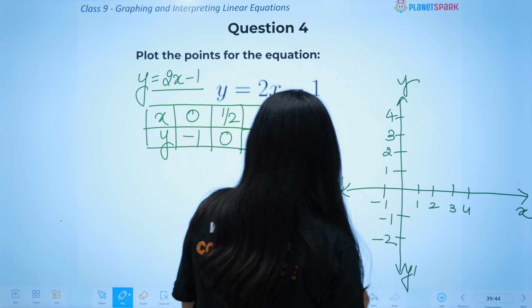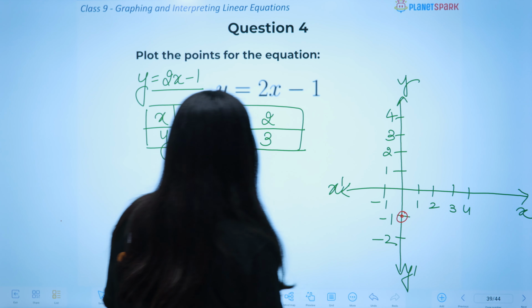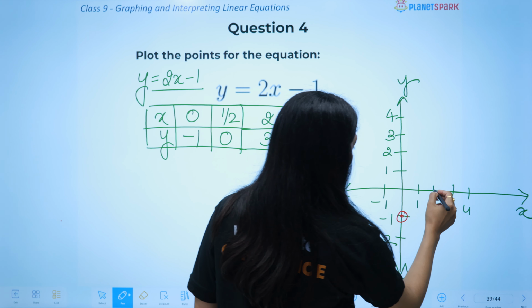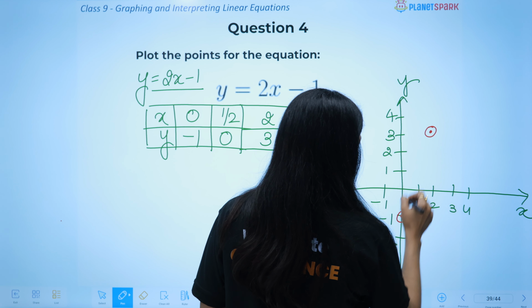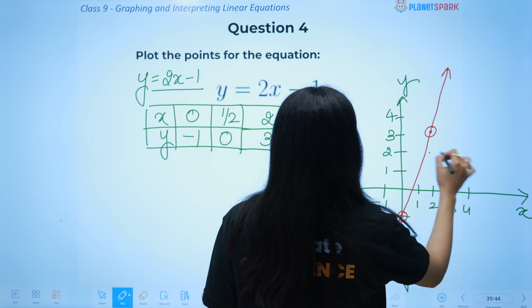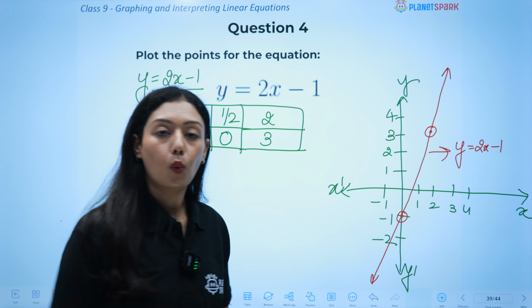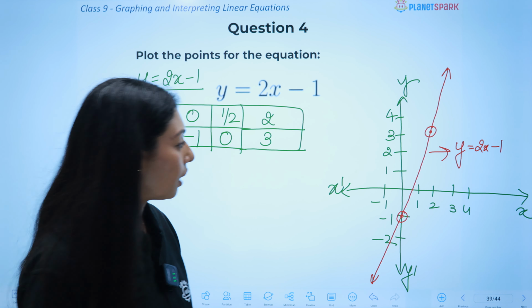0, negative 1, right? Y is negative 1, x is 0, so it is on the y-axis. Then 2, 3. X is 2, y is 3. Here is the point. We will join both points with a straight line and extend it on both the sides. So this represents y is equal to 2x minus 1, and that is the required graph there.